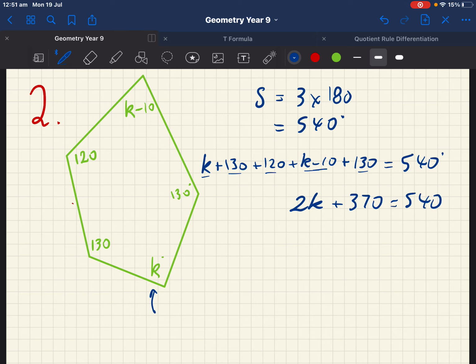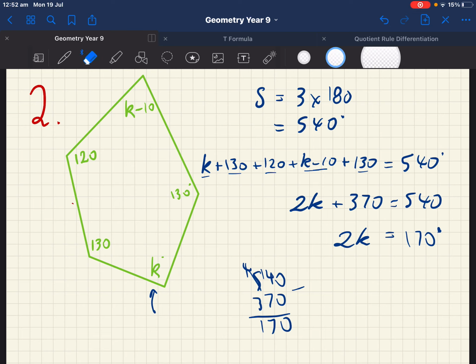Once you've simplified your equation, we're just going to solve it just like we always do. How do we get rid of a positive 370? We are going to take away 370. So 540 take away 370 gives you 170 degrees.